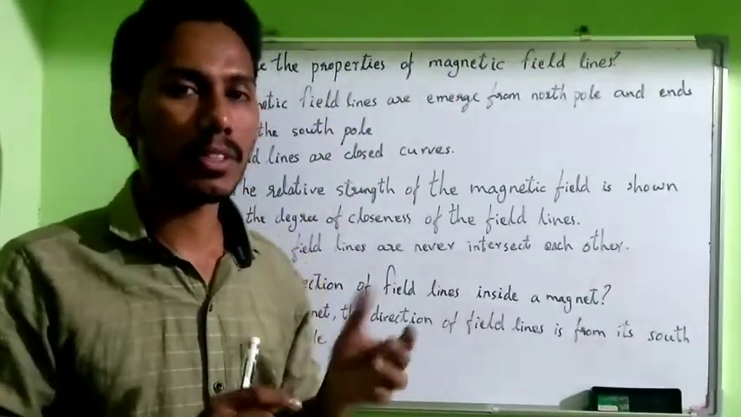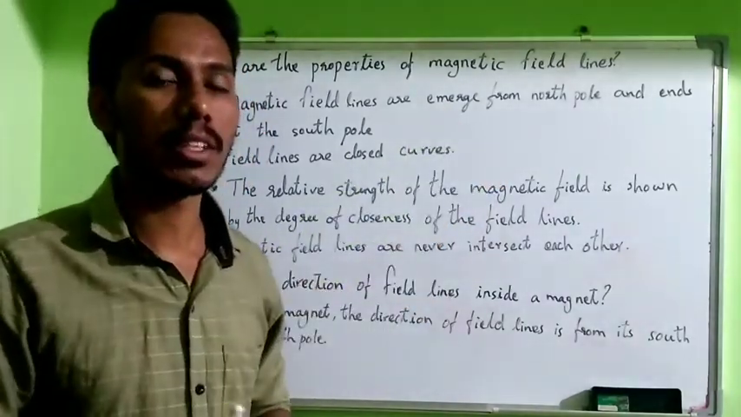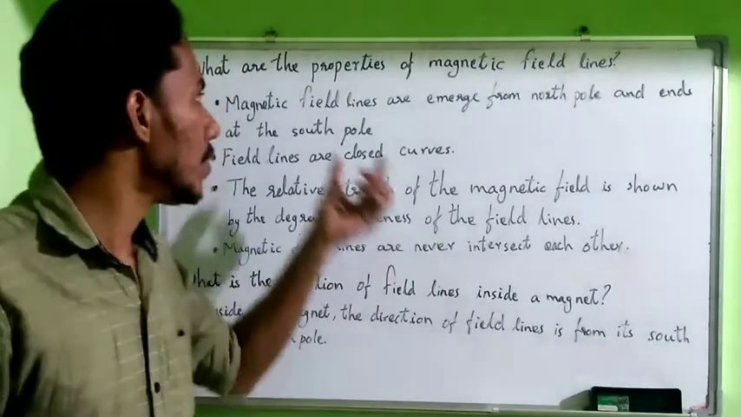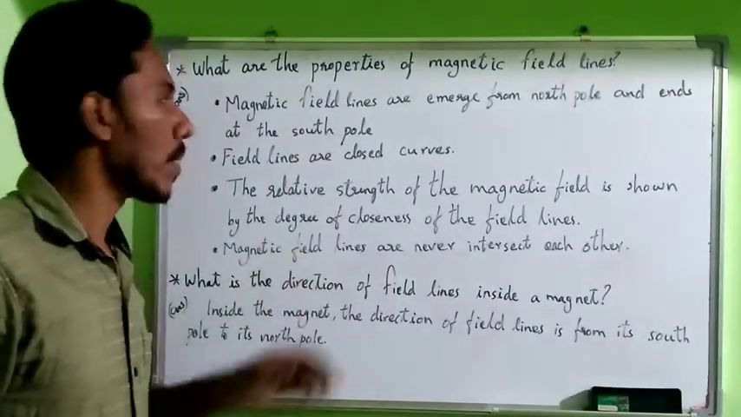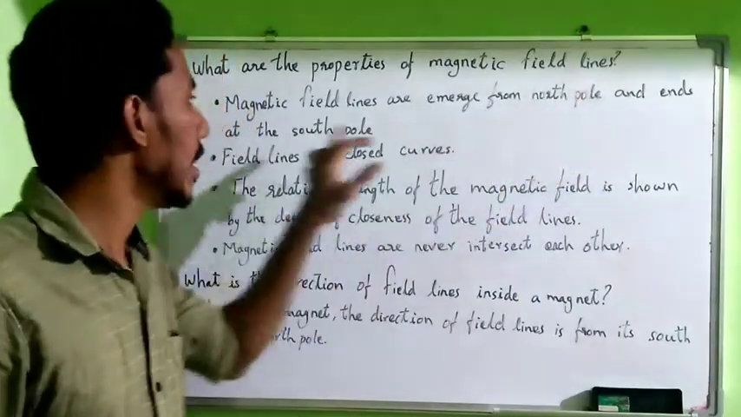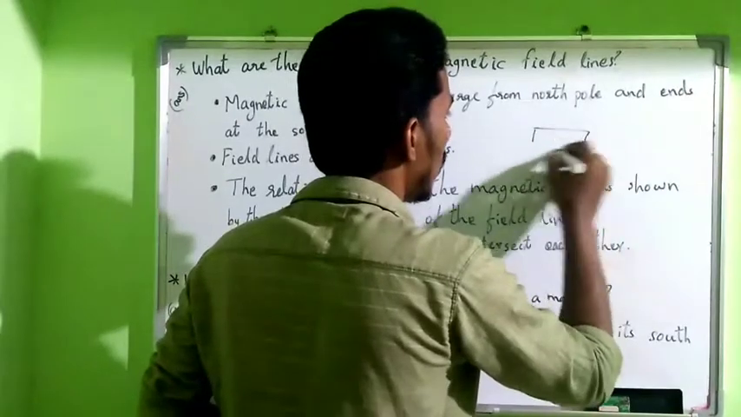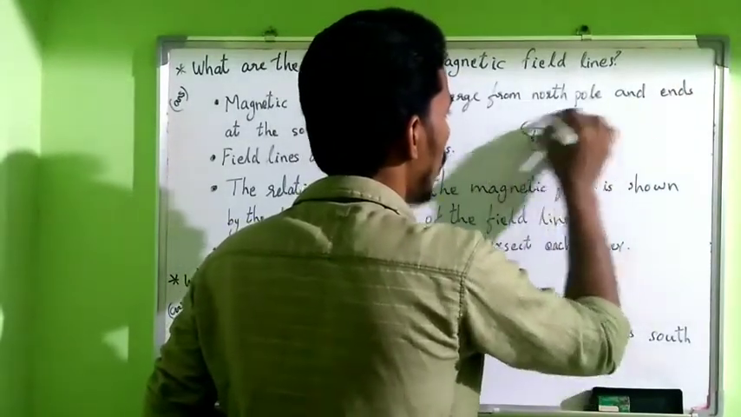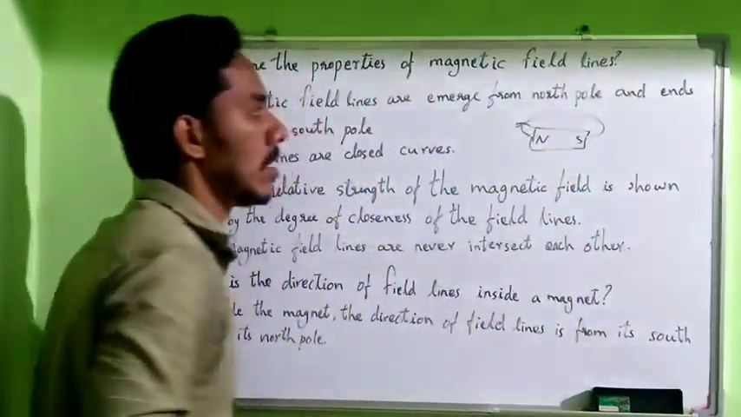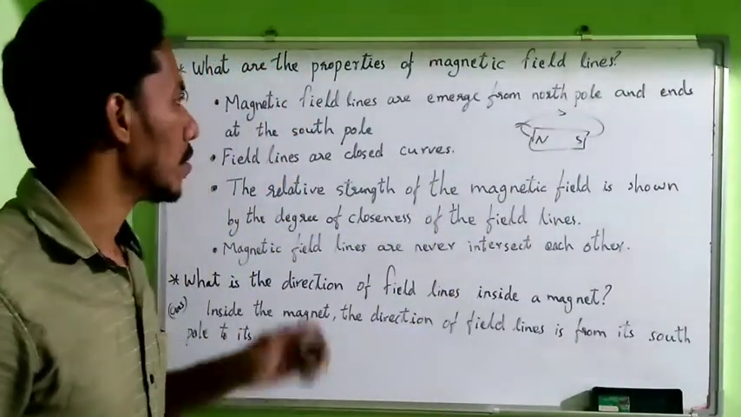Next question: what are the properties of magnetic field lines? We discussed the magnetic field lines. What are the properties? This question is an important one and we have to study these properties. First one, magnetic field lines emerge from the north pole and end at the south pole. They always start from north and go to the south pole.